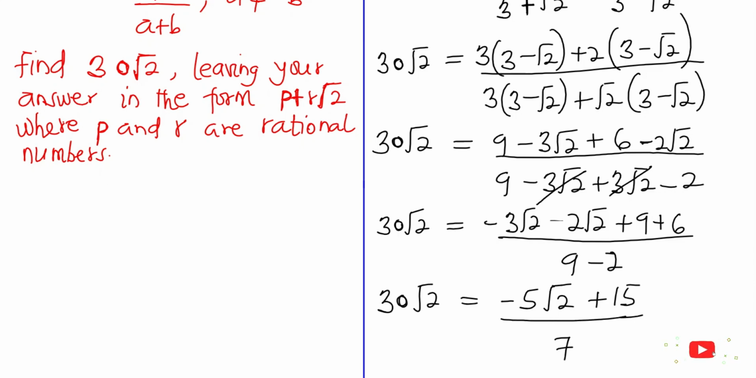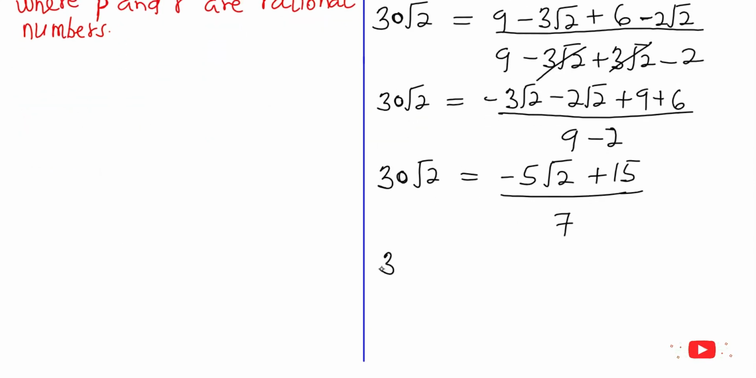Just like the question said, we should simplify our answer in the form p plus r square root of 2. So it means that we have to rearrange our solution in that way. So for 3 dot square root of 2, we are going to have 15 out of 7, then minus 5 out of 7 square root of 2. So that is that.